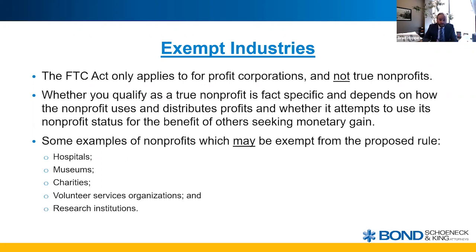And some examples, and again, it's going to be fact specific whether it applies or not. But some examples of nonprofits that may be exempt from the proposed rule include hospitals, museums, charities, volunteer service organizations, and research institutions. So, when you take these not-for-profits and you add in the exempt industries like banks and a few others, you start to see that this ban may not be as broad and apply to as many industries as originally thought. Next slide, please.